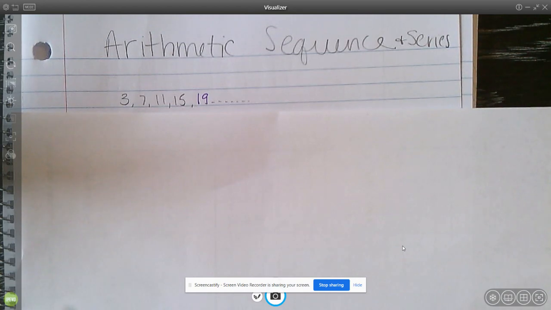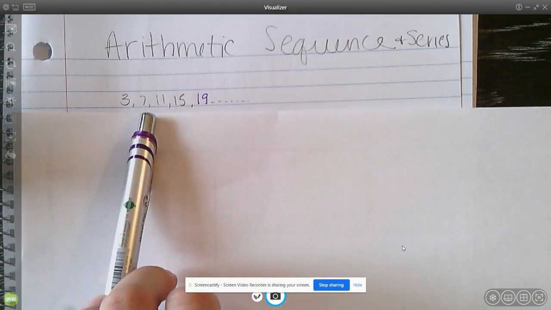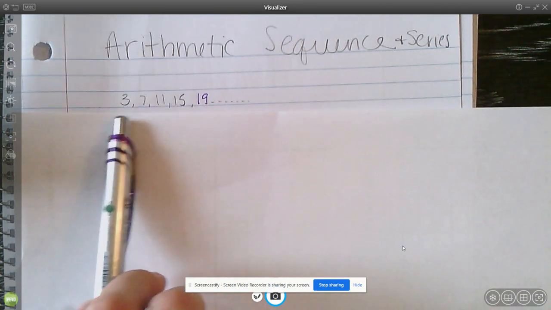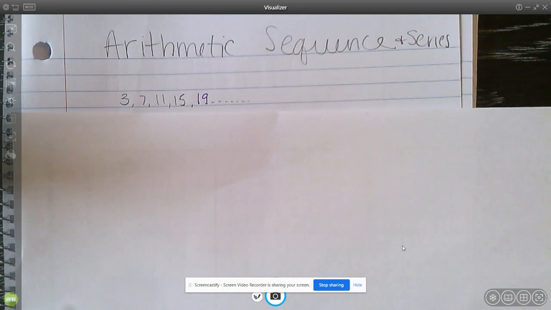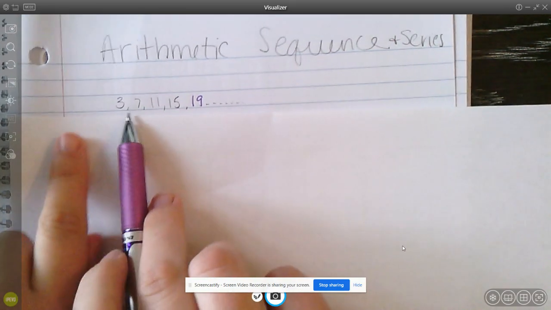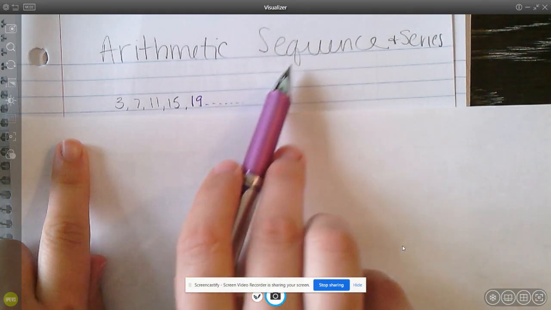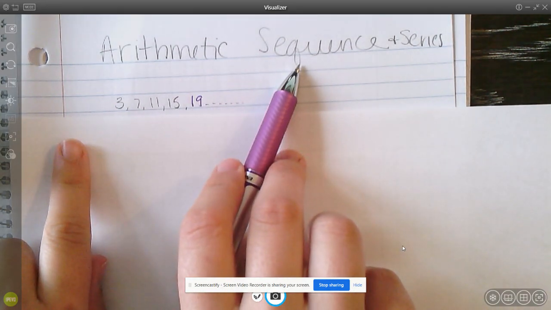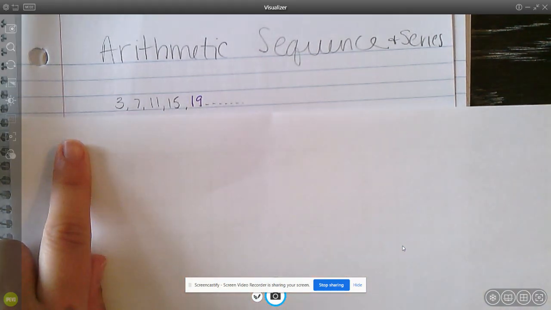find the next number, you have to first look for a pattern. So it looks like we're going from 3 to 7, 7 to 11, 11 to 15, and so on. Looks like we are adding 4 every time. So when you have a list of numbers that has a pattern like that, that is what a sequence is. A sequence is just a fancy way of saying a list of numbers like this.